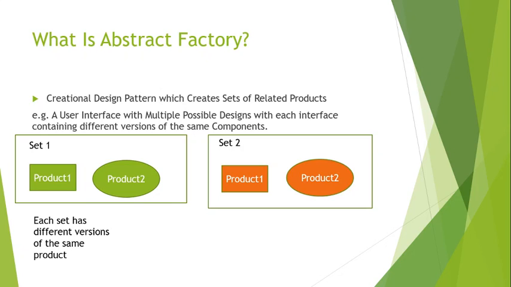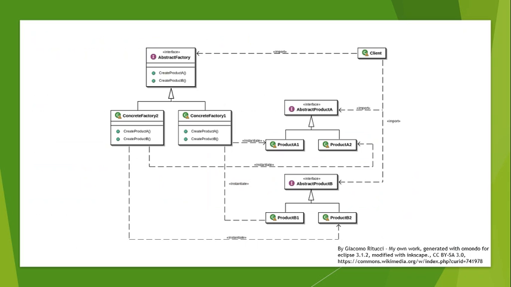In this example here, we see two sets of related products. Set 1 is related in the sense that all the products are green. Set 2 is related in the sense that all of the products are red. However, each set contains different versions of the same product because both sets contain both a rectangle and an oval.